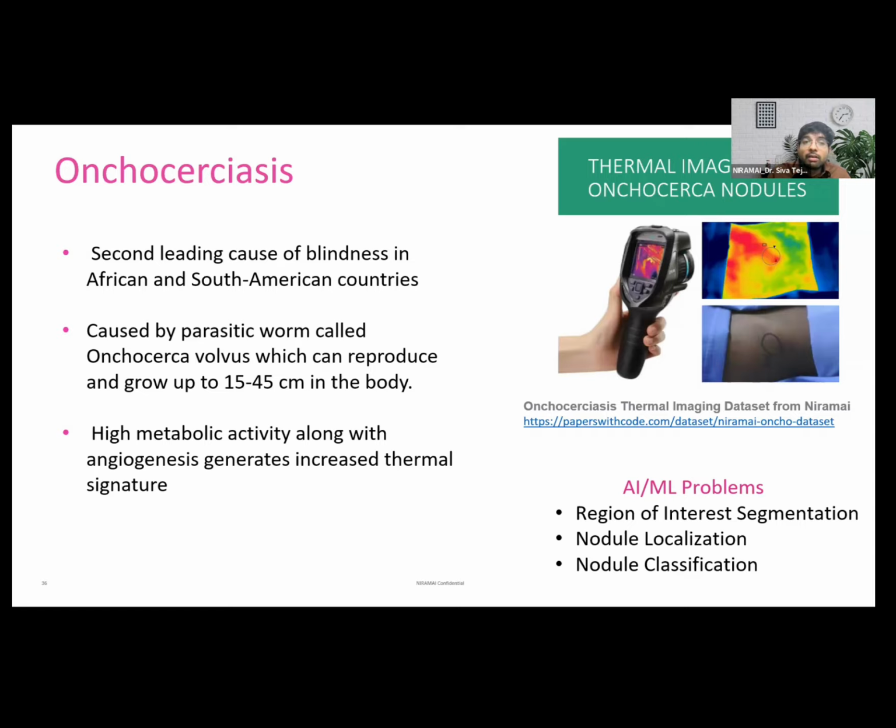The standard way of detecting onchocerciasis in these countries is taking a tissue sample. They take multiple tissue samples at different locations and send them to a pathology lab. And we found out that there is only one pathology lab in the entire African continent where this has to go, and they analyze it and then tell whether there is something or not. So this is not scalable at all.